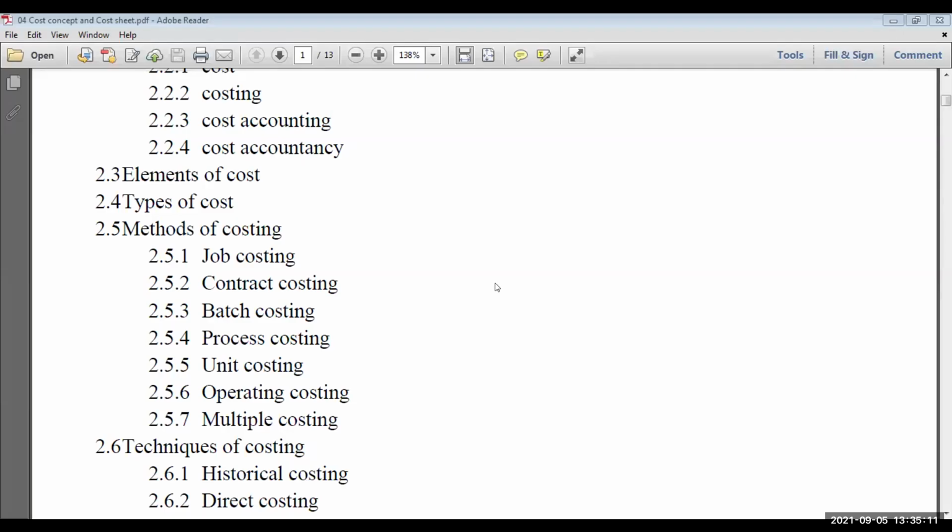Sir, are you sharing your screen? No, I'm not sharing. Wait. Is my screen visible to you now? No, sir. Not yet, sir. Now, okay. Visible? Yes, sir. Okay.